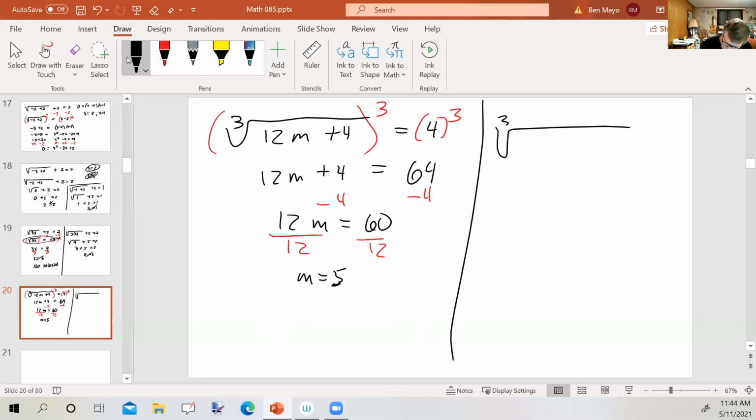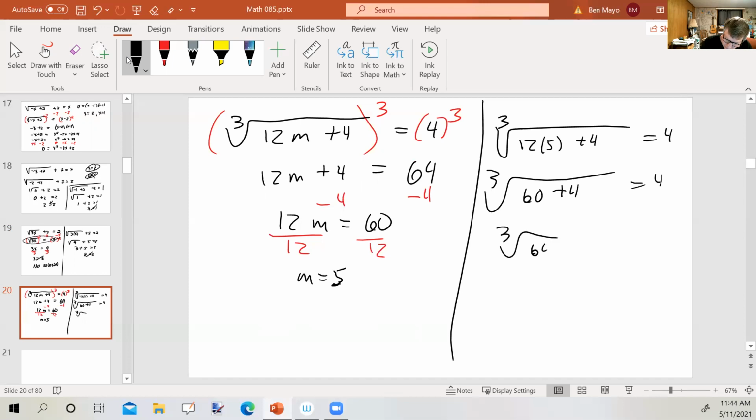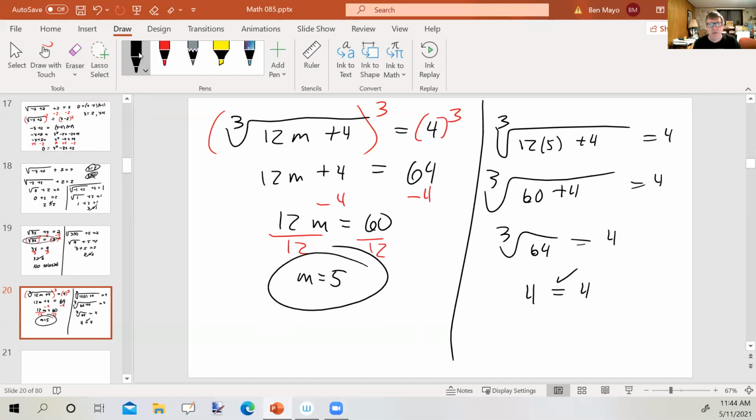So I get this: the cube root of 12 times 5 plus 4 equals 4. The cube root of 60 plus 4 equals 4. The cube root of 64 equals 4. Well, the cube root of 64 is 4, so 4 equals 4. It checks, and our solution, which I will write a little nicer, is m equals 5.